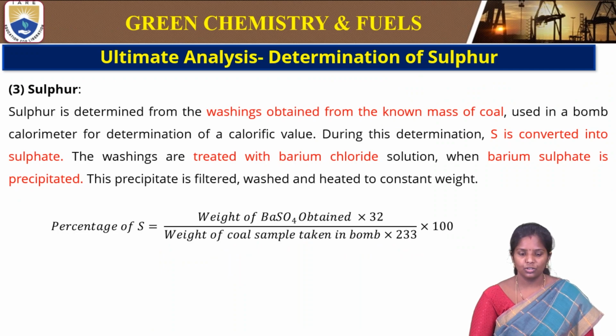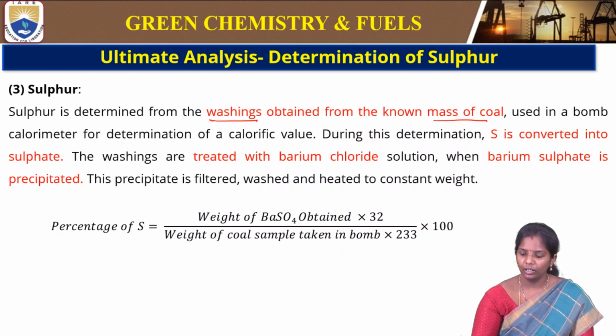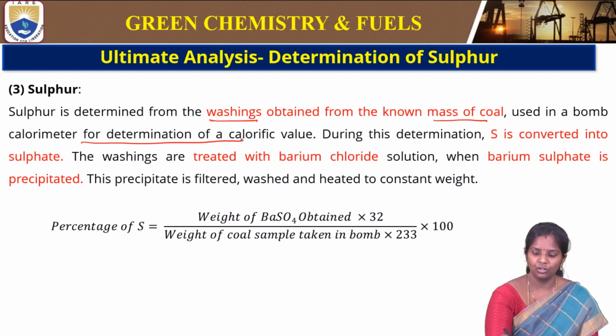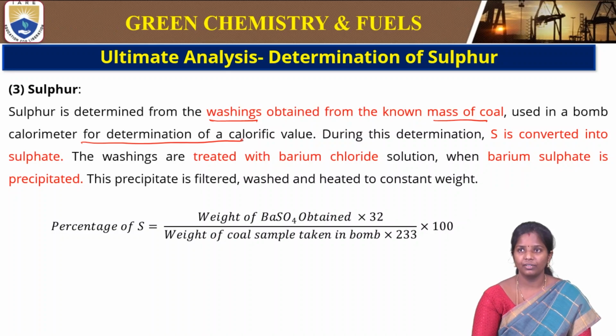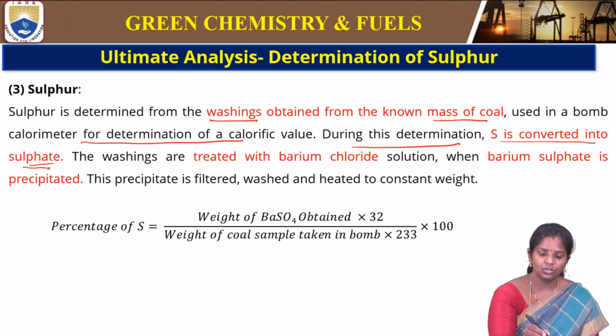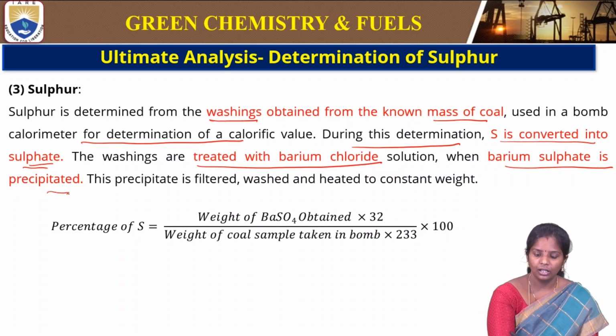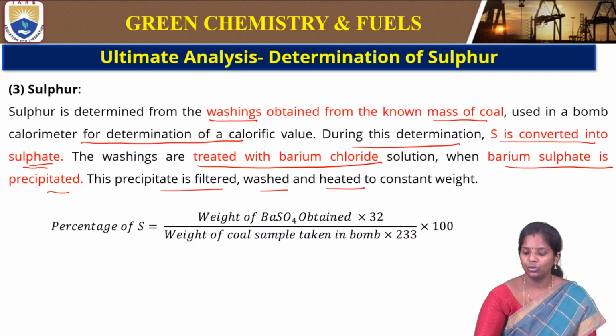Next is sulfur. Sulfur is determined from the washings obtained from the known mass of coal used in a bomb calorimeter for determination of calorific value. In the previous session we saw that the bomb calorimeter is used for calorific value estimation. We get washings there, and that water is used in sulfur estimation. During this determination, sulfur is converted into sulfates. The washings are treated with barium chloride solution. When barium sulfate is precipitated, it is filtered, washed, and heated to constant weight.